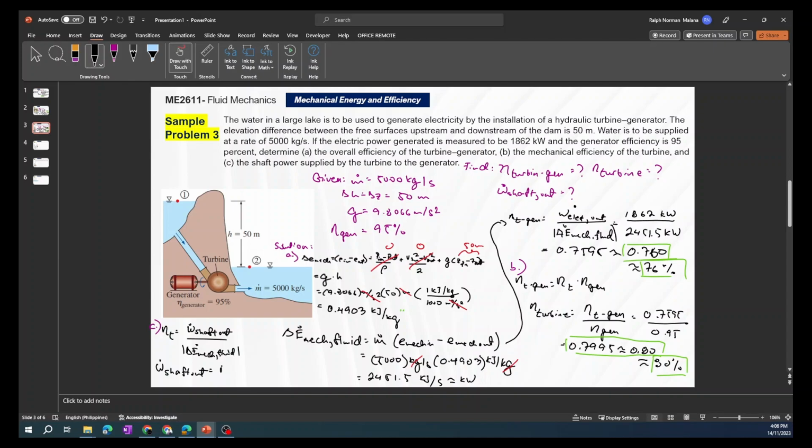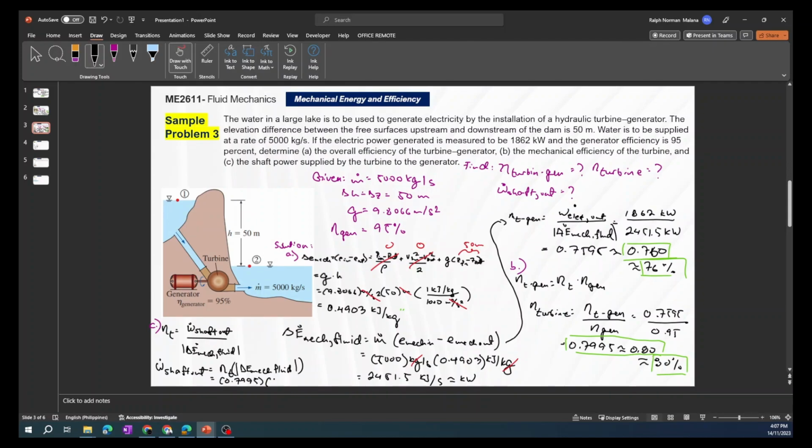So the work shaft out is equal to the efficiency of the turbine times the mechanical energy of the fluid. That is simply 0.7995 times 2451.5, which will give you 1959.97 kilowatts, or simply 1960 kilowatts. There we go. All right.